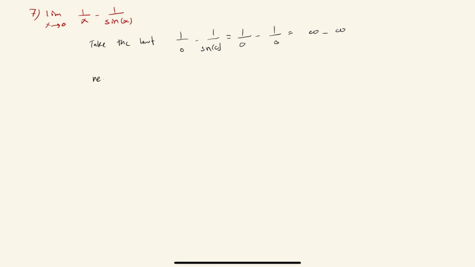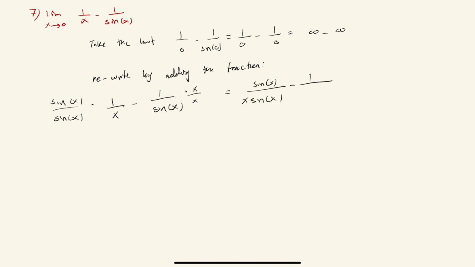So here what I'm gonna do, I'm gonna try to rewrite this fraction. How? I'm gonna make these two fractions into one. So this is our two fractions. I'm gonna multiply the first fraction by sine of x, top and bottom, and the second one I'm gonna multiply by x, top and bottom. Now we have the same denominator. We can subtract these.